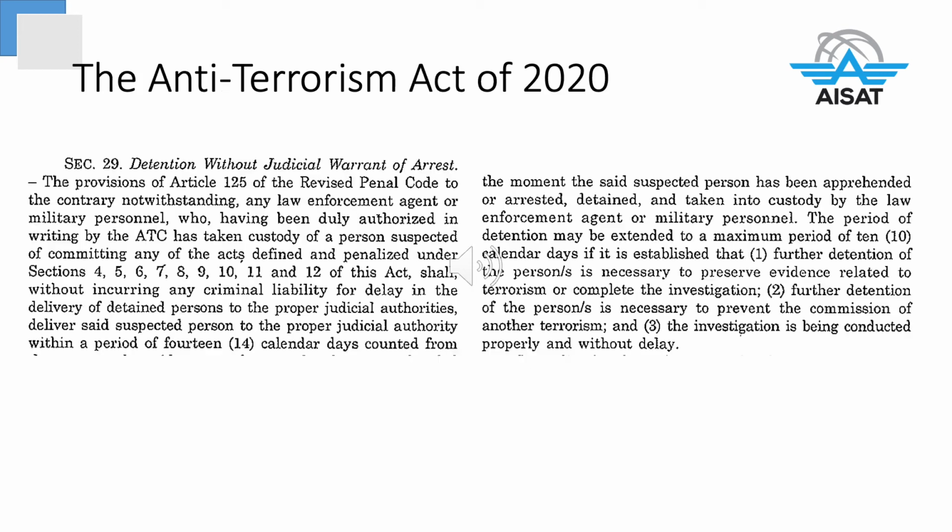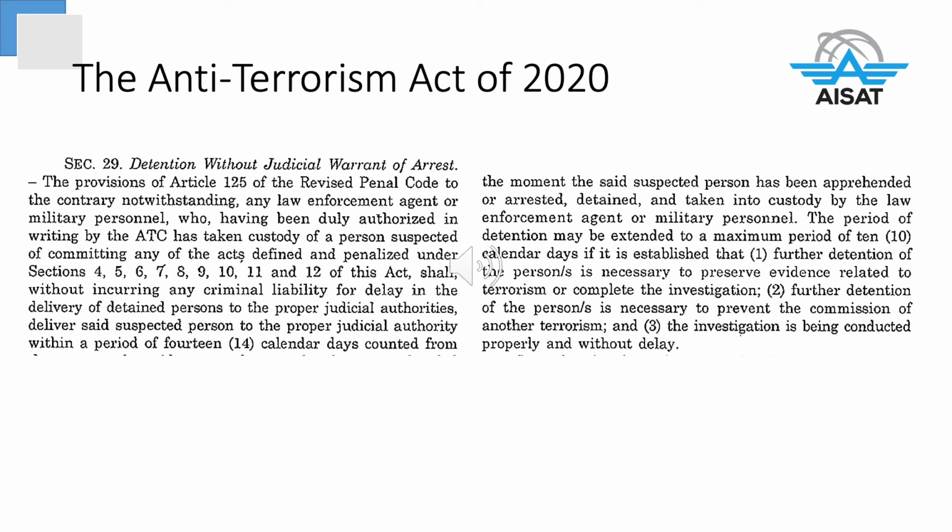We'll see further. But going back to section 29, which we saw earlier, I have to read the first few sentences. It says, detention without judicial warrant of arrest. The provision of Article 125 of the Revised Penal Code to the contrary notwithstanding, any law enforcement agent or military personnel who, having been duly authorized in writing by the ATC, has taken custody of a person suspected of committing any of the acts defined under section 4, 5, 6, 7, 8, 9, 10, 11, 12.